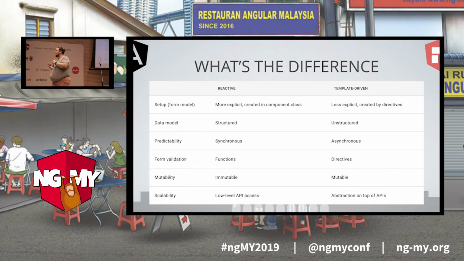In terms of mutability, the reactive forms are immutable, whereas the template-driven are mutable. And that means data changes in template forms, whereas my data never changes in reactive forms. In terms of scalability, the template-driven forms are an abstraction. You never have access to the workings of it. You kind of hand it off to Angular, and you pray, because it's Angular magic. In terms of the reactive forms, you actually have access, and you work with the low-level APIs, so you can hook into those anytime you need something.